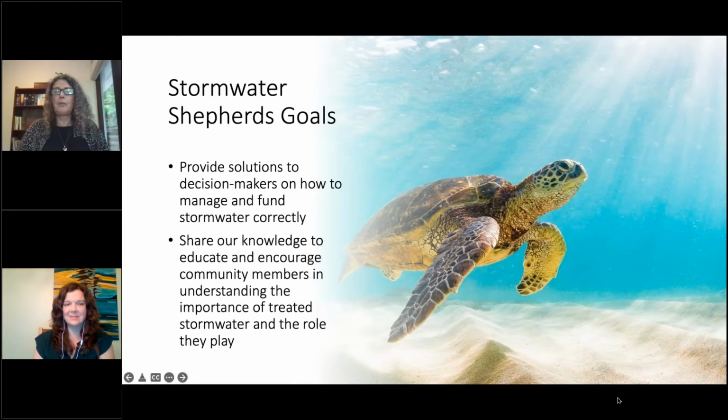So very quickly, Stormwater Shepherds, we are committed to restoring riparian environments, and we're doing this through providing solutions to decision makers on how to manage and fund stormwater correctly, and sharing our knowledge with community and councils on the importance of stormwater and the role that everyone plays in stormwater.